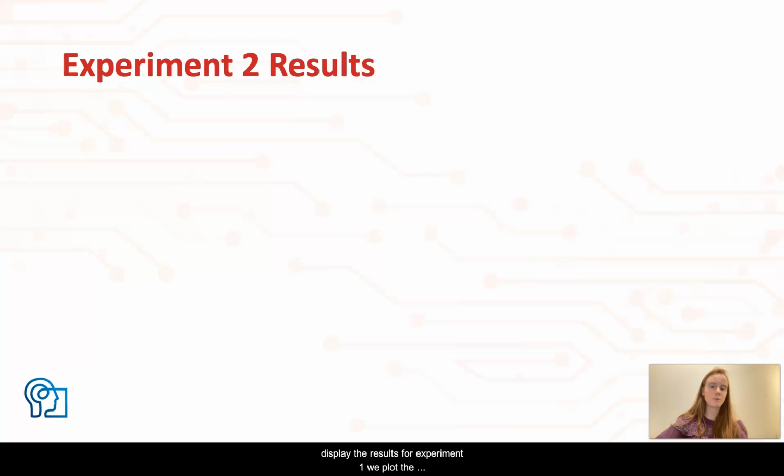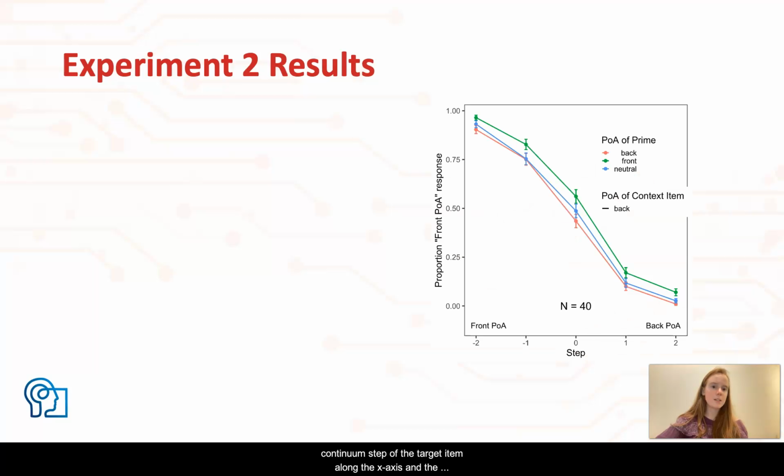Similar to how we displayed the results for experiment 1, we plot the continuum step of the target item along the x-axis and the proportion of front place of articulation responses, or SO responses, along the y-axis. The colors of our different lines again indicate the same priming distinctions as experiment 1, with green lines indicating the prime starting with an S, red lines indicating the prime starting with an SH, and blue lines indicating neutral primes. Line type indicates the place of articulation of the final phoneme in the auditory context item.